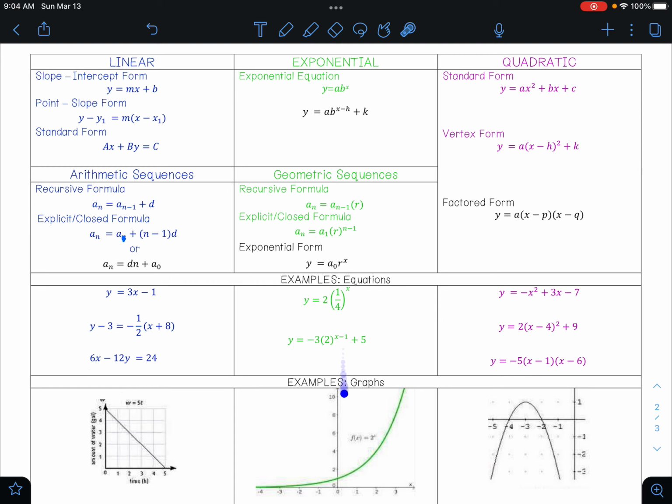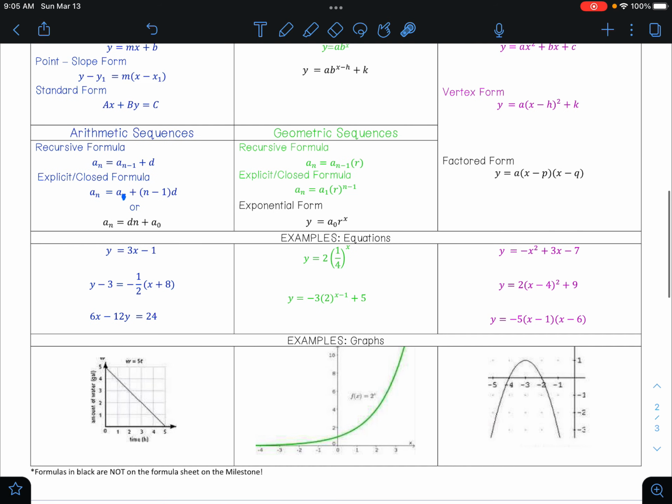In the middle column, here we have exponential equations. And here are some formulas from exponential equations. We also have the formulas for geometric sequences, which are also exponential, most of them. And here are some examples of exponential equations and an example of an exponential graph. And then last but not least, over on the right-hand side, we have our quadratic equations, some examples of quadratics, and a graph of a quadratic equation.